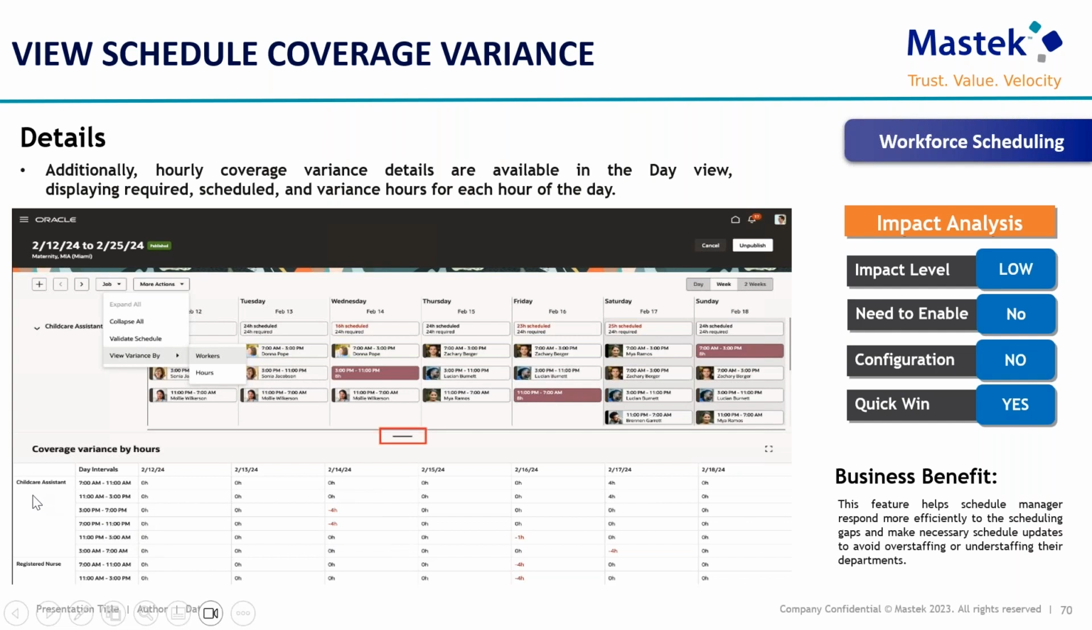So for example, over here you can see in the screenshot that a child care assistant position has a variance of 4 hours between 3 to 7 on the 14th of February 2024. So this will allow schedule managers to take a sound decision and align the shift and the on-call shift based on the variances populated based on the employee's choice of the shifts.